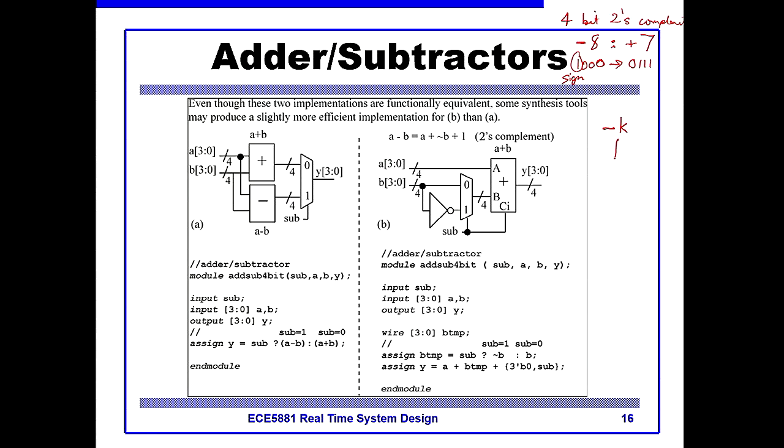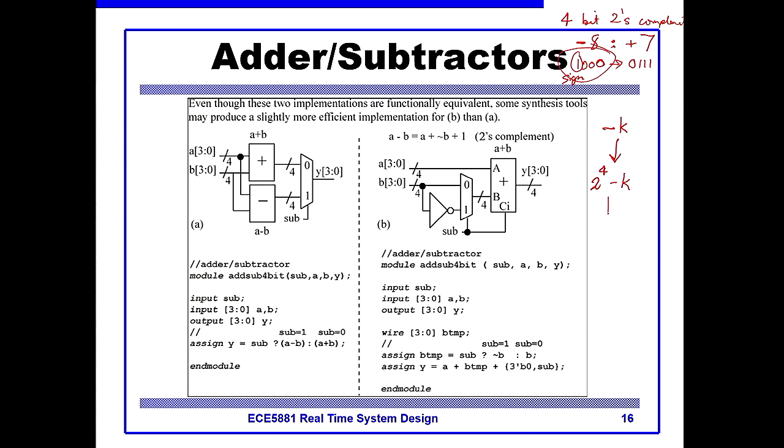So you represent this in practice for a 4-bit representation as 2 to the 4 minus k. Okay, that's where this comes from. So that would be 16 minus k. So if we're looking at minus 8, you take 16, you subtract 8, and you get the number 8, which is this bit pattern 1, 0, 0, 0.